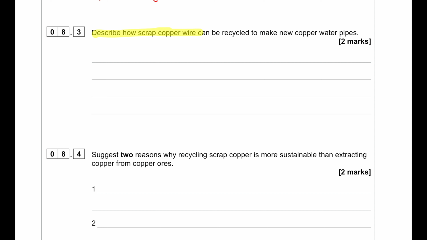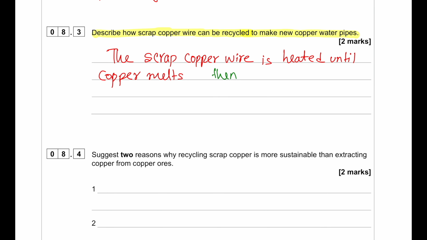Describe how scrap copper wire can be recycled to make new copper water pipes. So the wire will be heated until the copper melts and all of it turns into liquid molten metal. And then it can be put into a cast or reformed into pipes.